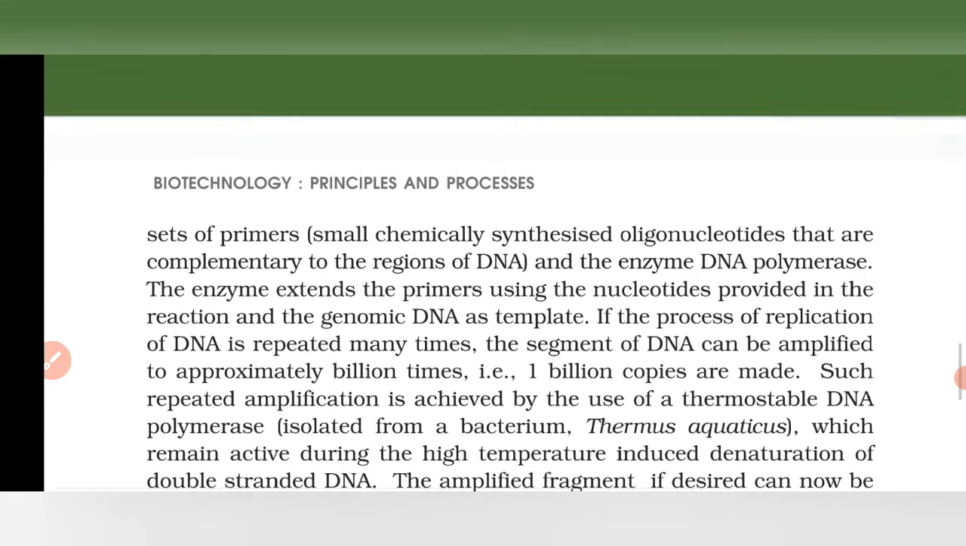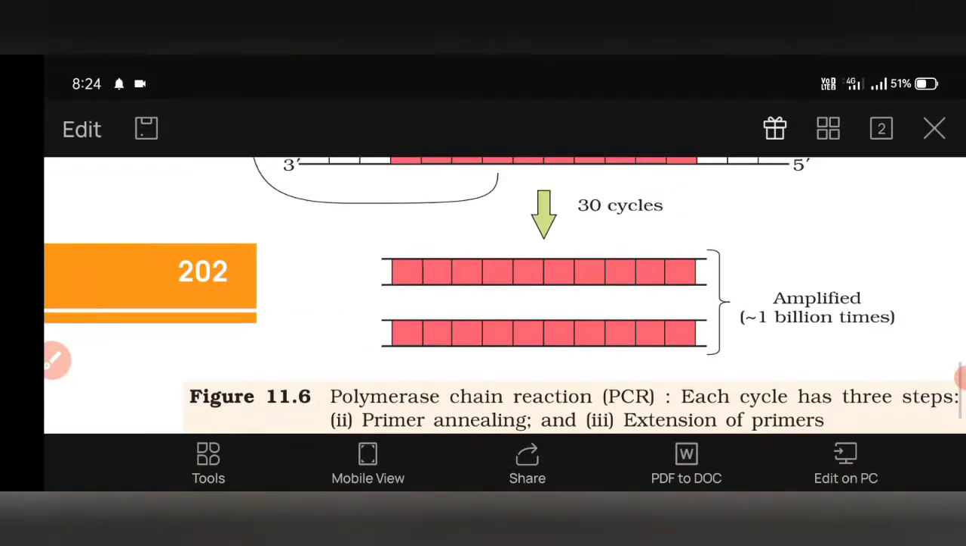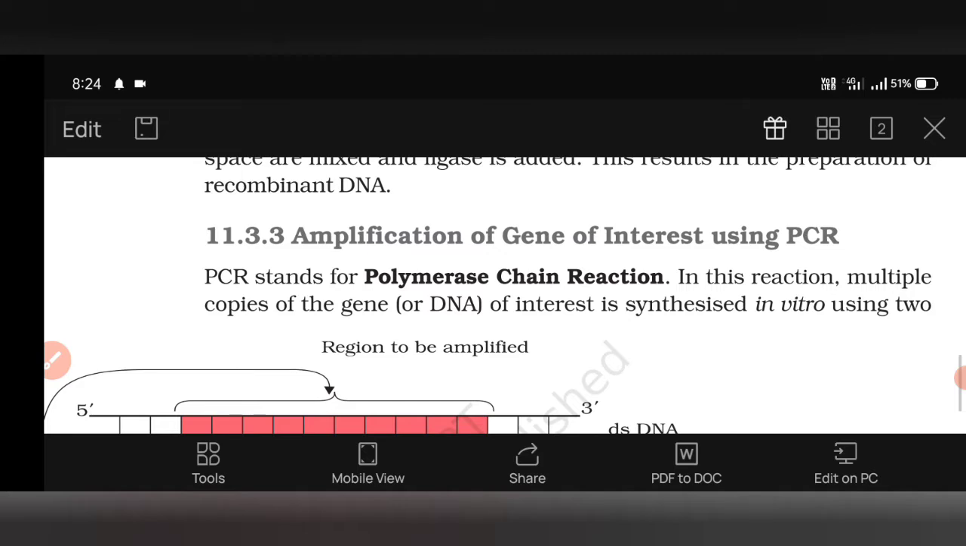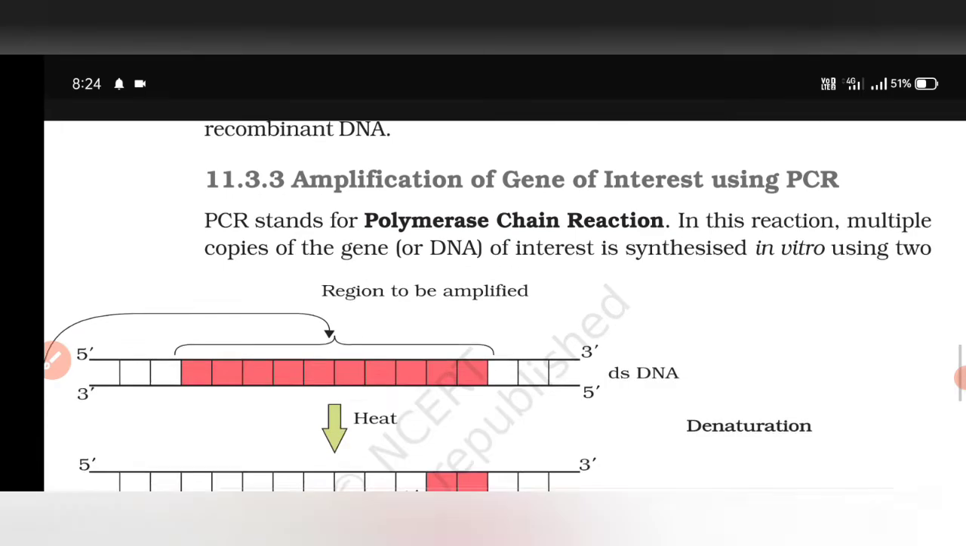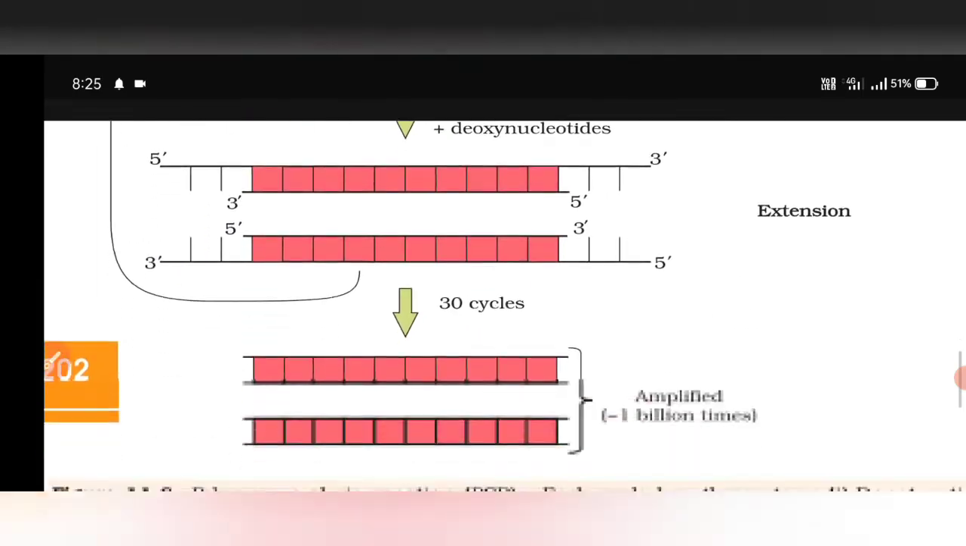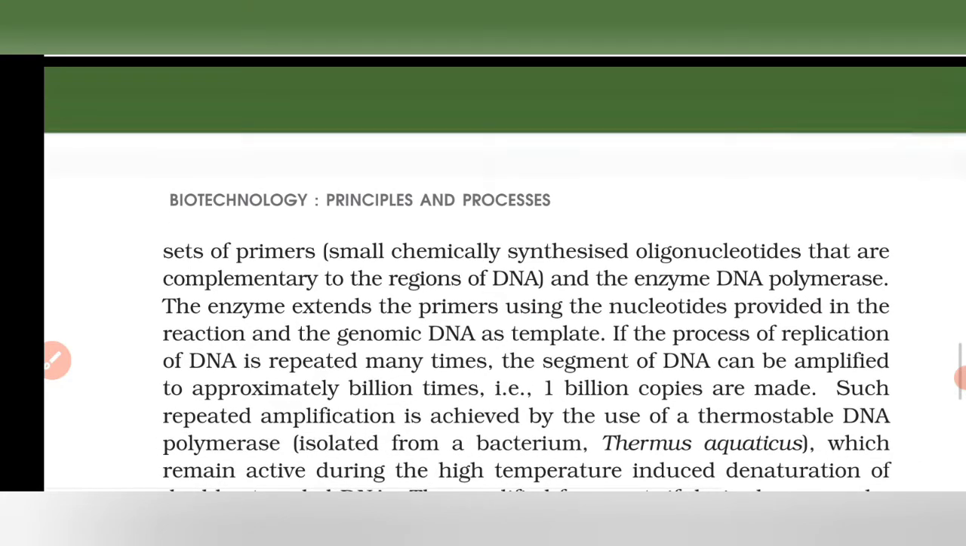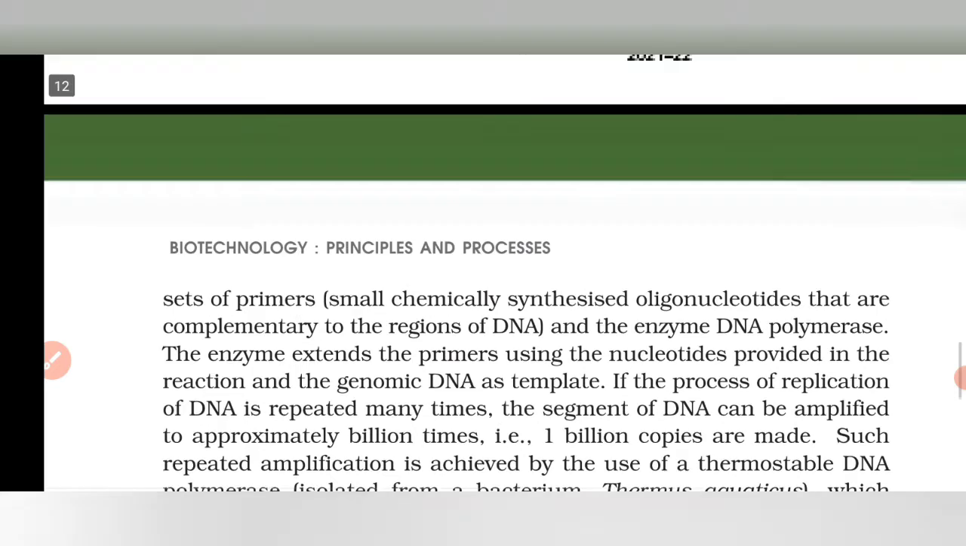sets of primers. Primers are small chemically synthesized oligonucleotides that are complementary to the regions of DNA. So after isolation of those fragments, we take them for the PCR. In this reaction, multiple copies of gene or DNA of interest are synthesized in vitro using two sets of primers. Then the DNA dependent DNA polymerase enzyme extends the primers using the nucleotides provided in the reaction and the genomic DNA as a template.